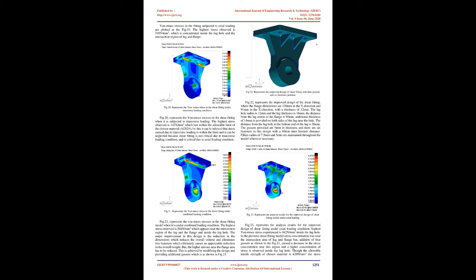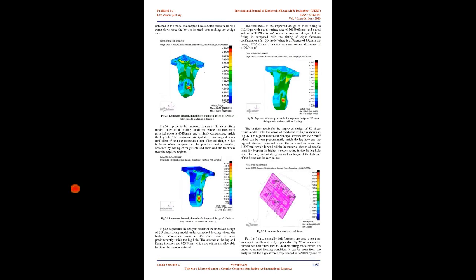Fig. 23 represents the analysis results for the improved design of shear fitting under axial loading condition. Highest von Mises stress experienced is 442 N/mm2 inside the lug hole. In the previous shear fitting model, stress concentration was near the intersection area of lug and flange, but addition of 4 gussets as shown in the Fig.